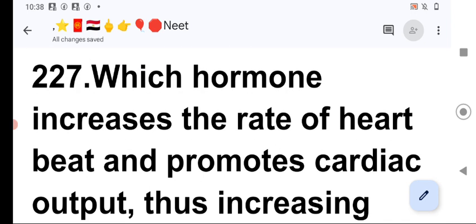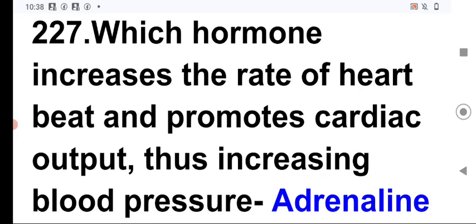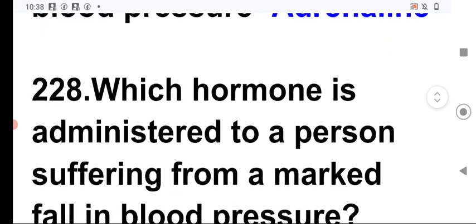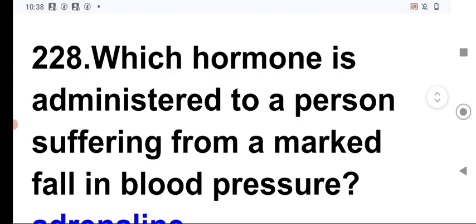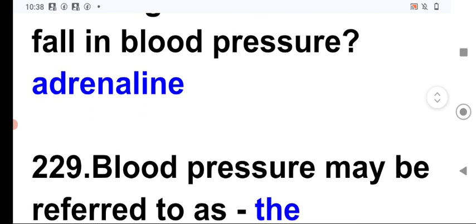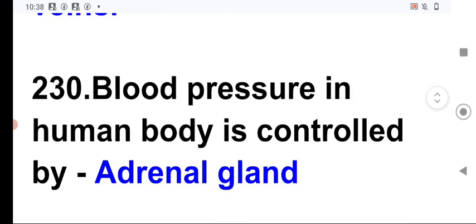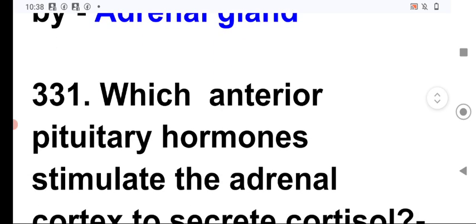Next, which hormone increases the rate of heartbeat and promotes cardiac output, thus increasing the blood pressure? It is adrenaline. Next, which hormone is administered to a person suffering from a marked fall in blood pressure? It is adrenaline. Next, blood pressure may be referred to as the pressure exerted by the blood on the arteries and veins. Next, blood pressure in the human body is controlled by the adrenal gland.